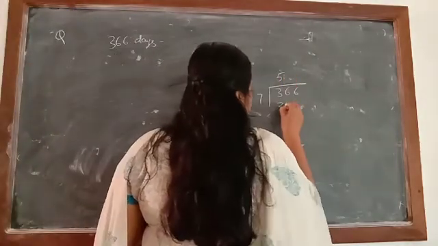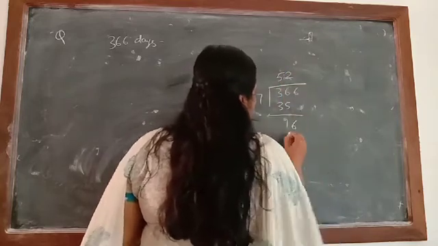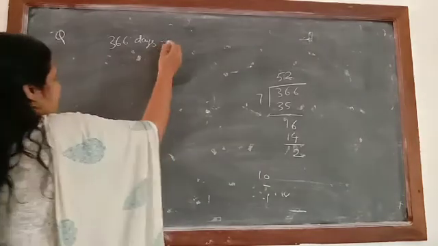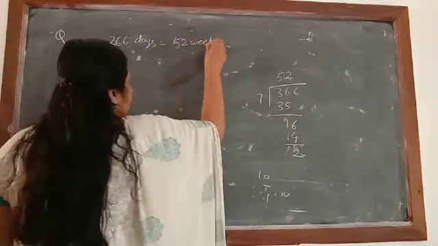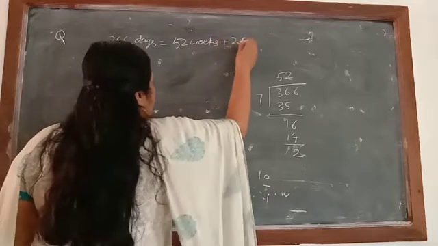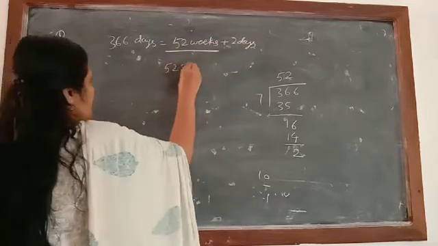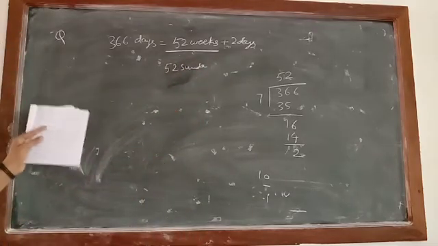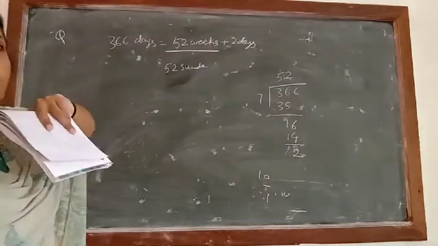7 5s are 35. 6 minus 5 is 1. 7 2s are 14. So 16 minus 14 is 2. So now 366 days means 52 weeks plus 2 days remaining. So in 52 weeks, obviously 52 Sundays also will be there. Correct? Now what do we need? We need the probability of 53 Sundays.